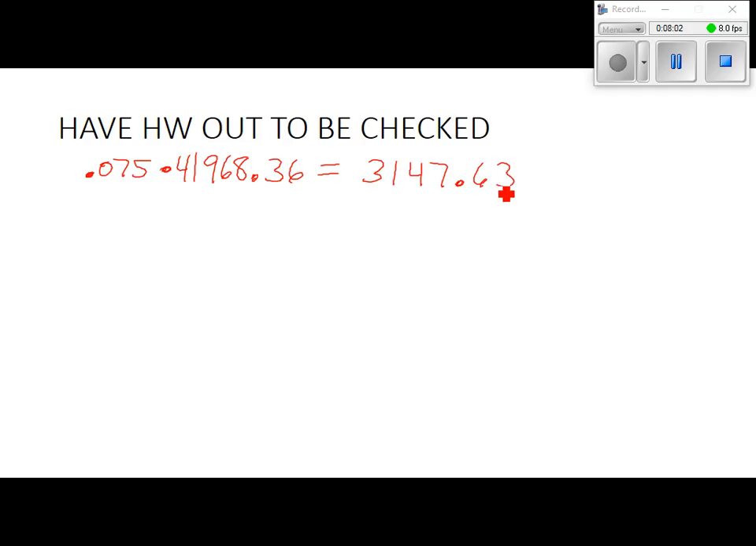$2,147.63. So that's the tax they would pay if they're in Ohio. We're going to add these two together to get the total, so somebody add those two together for me.